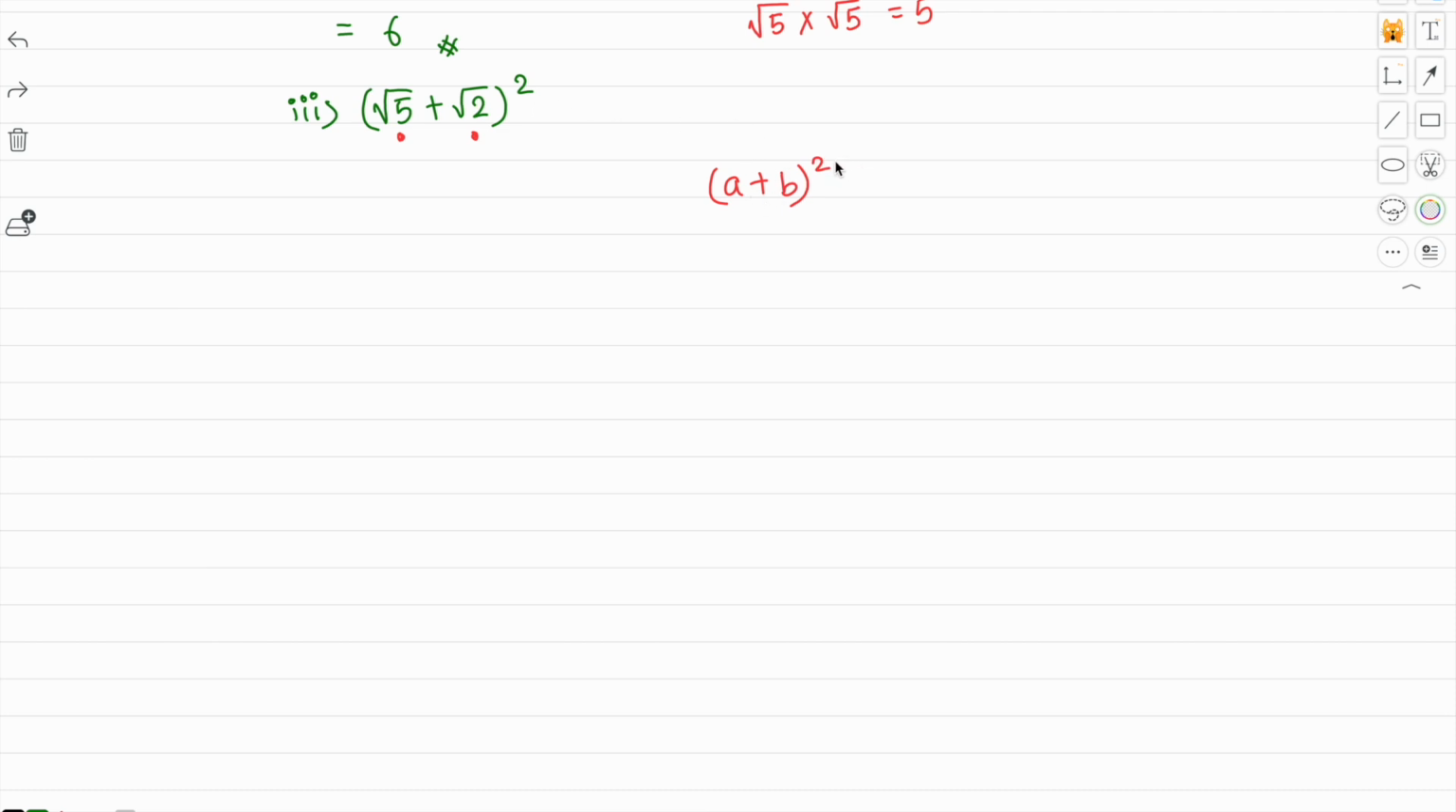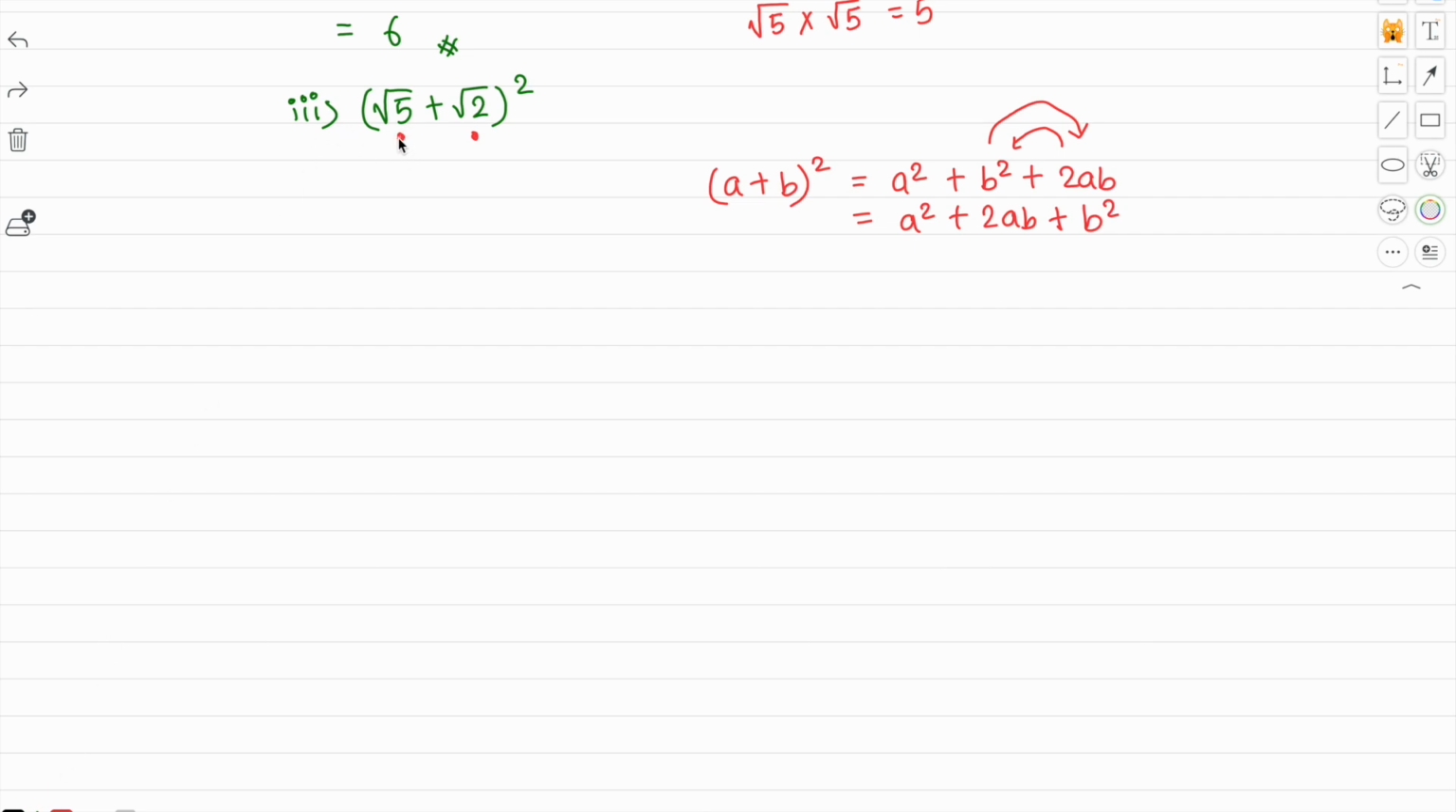The formula of (a + b) whole square is a² + b² + 2ab. Some people also write it as a² + 2ab + b². Both of them are correct, okay? We are just putting the 2ab in front and b² in the back, and it's the same thing. Now, what we are going to do is use this formula to simplify this expression.